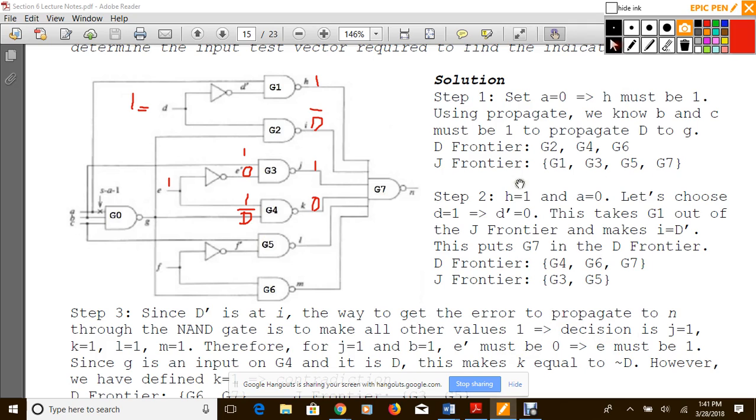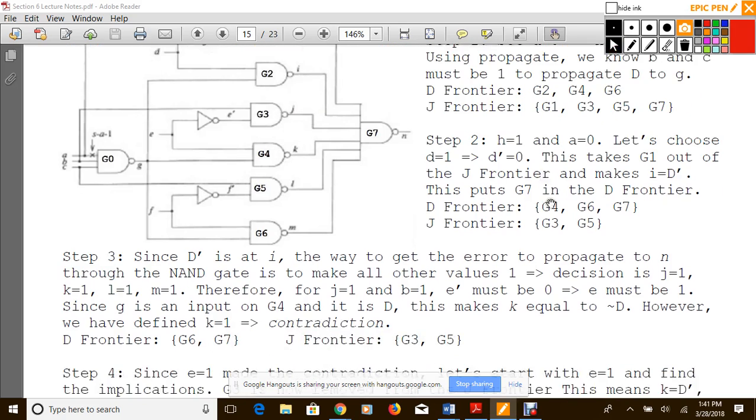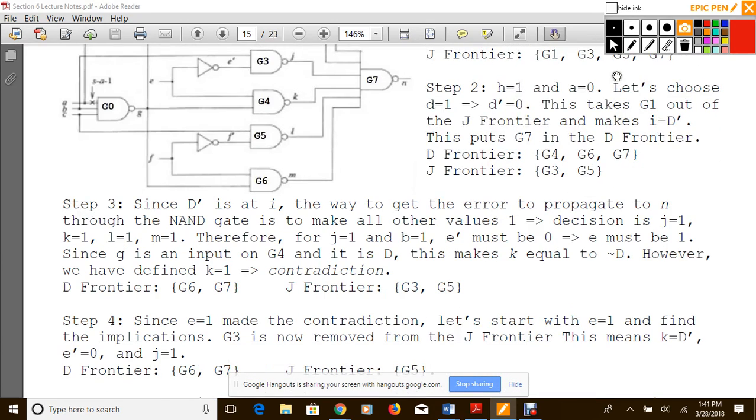So this is where I'll scroll down to the explanation so you guys can see what it is. So we have D as a 1 on the output. So we have an issue there. Here I'm describing E must be 0, E bar must be 0, and E must be 1. Since G is an input of G4, and it is D, this makes K equal to D bar. However, we have defined K as 1, therefore it's a contradiction, right? So we know that we need this to be a 1 and we put a D there.